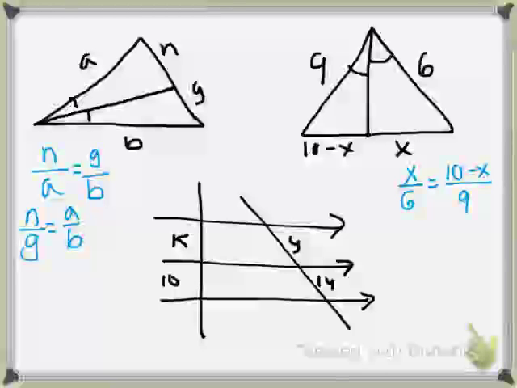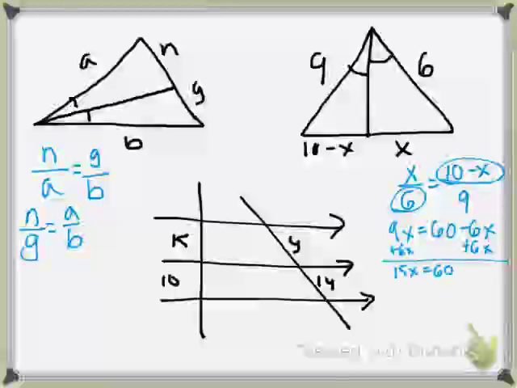Then what would I do if I wanted to solve this? Cross multiply. So I would get 9x equals, what do I need to do when I do the other cross multiplying? Distribute. So I have to do 6 times the whole thing. So that would be 60 minus 6x. Then what would I do? Take away that. Add the 6x to both sides. So 15x equals 60. Divide by 15. And that goes in there 4 times. So x would be equal to 4 in that problem.